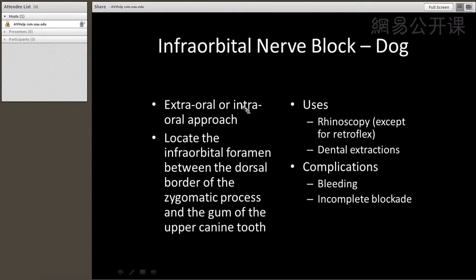This can be a little bit challenging. In most situations, it's finding the infraorbital foramen that's the hard part. You need to use a small enough gauge needle that you can feed it into the infraorbital foramen. Typically, this is used for things like rhinoscopy. So this will help for the normal rhinoscopy where they're actually looking at the nose itself. It will not help for the retroflex part where they're going through the mouth and looking behind the nose through the pharynx. The typical complications from this are going to be bleeding and incomplete blockade.